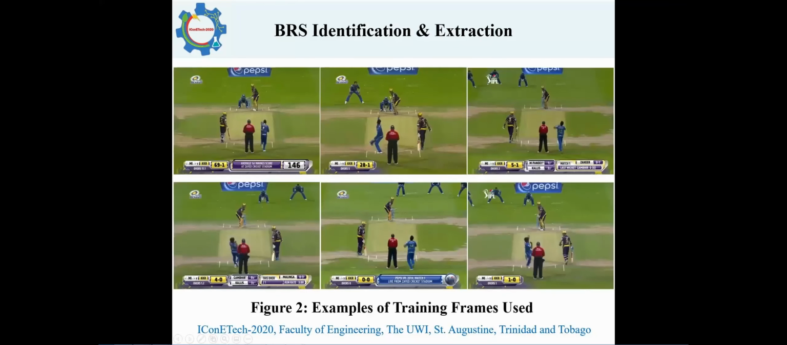Examples of these are seen here and include a spinner and a pace bowler around the wicket to a right-hand batsman, a spin bowler and a pace bowler over the wicket to a right-handed batsman, and pace bowlers over and around the wicket to a left-handed batsman.